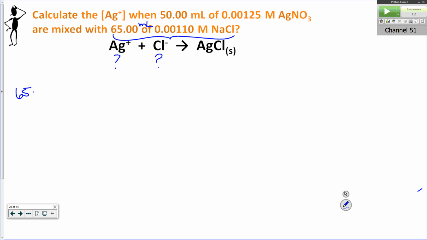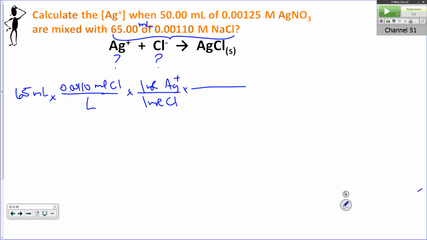So I've got 65 milliliters of solution. It's 0.0011 moles of the chloride ion per liter. I'm going to show you the milliliters are going to fall out of this. I've got 1 mole of chloride per 1 mole of silver in the reaction. And if I put that in terms of the volume, sorry, this is not a what-is-the-concentration problem. I didn't read it all. This is a precipitation titration. We'll have to come back to this one. Scratch everything I just did.